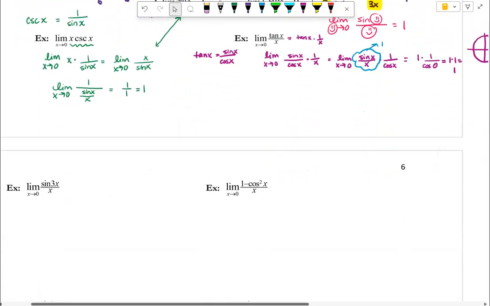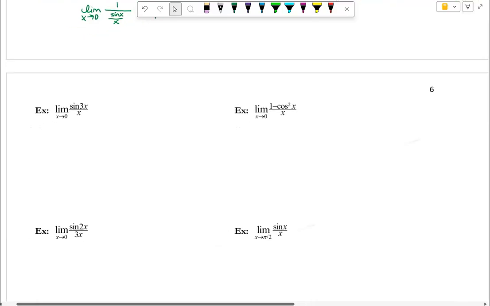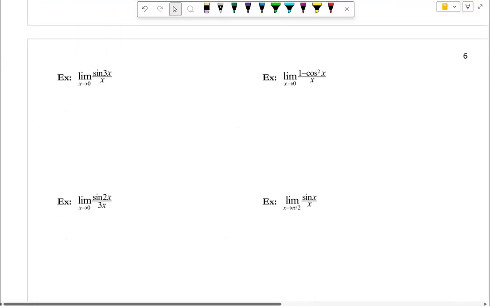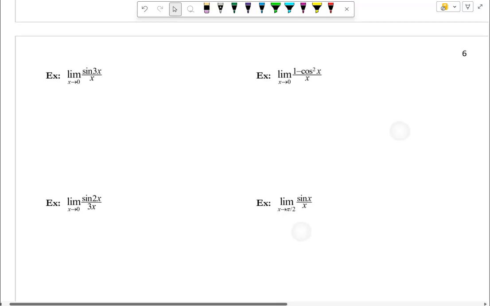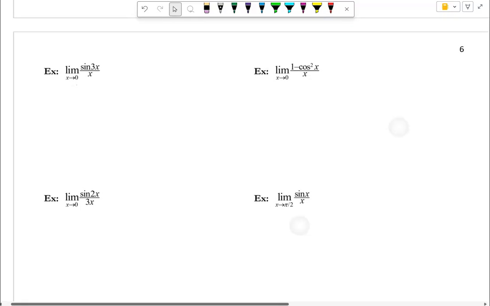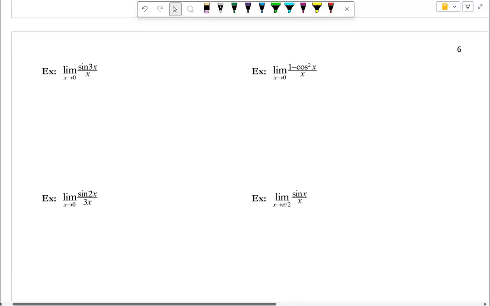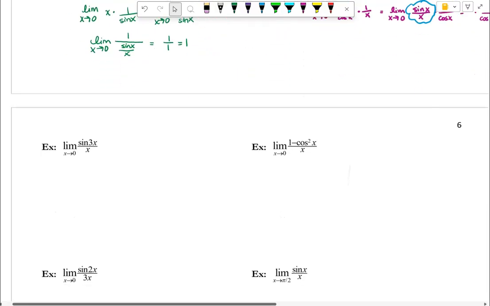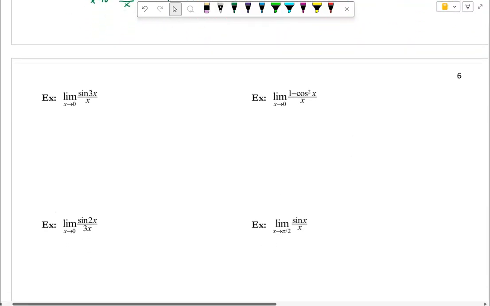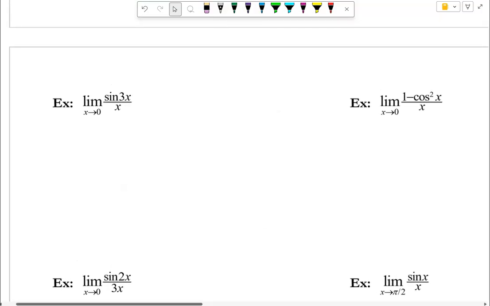All right, let's look at one more together, and then I'm going to encourage you to try a few on your own. So at the top of page 6, something that jumps out to me immediately is that first expression where I'm evaluating the limit as x approaches 0 of sine of 3x over x looks an awful lot like that first trig limit in the box. So what I need to do is think about that 3, because I don't just have the sine of x, I have the sine of 3x.